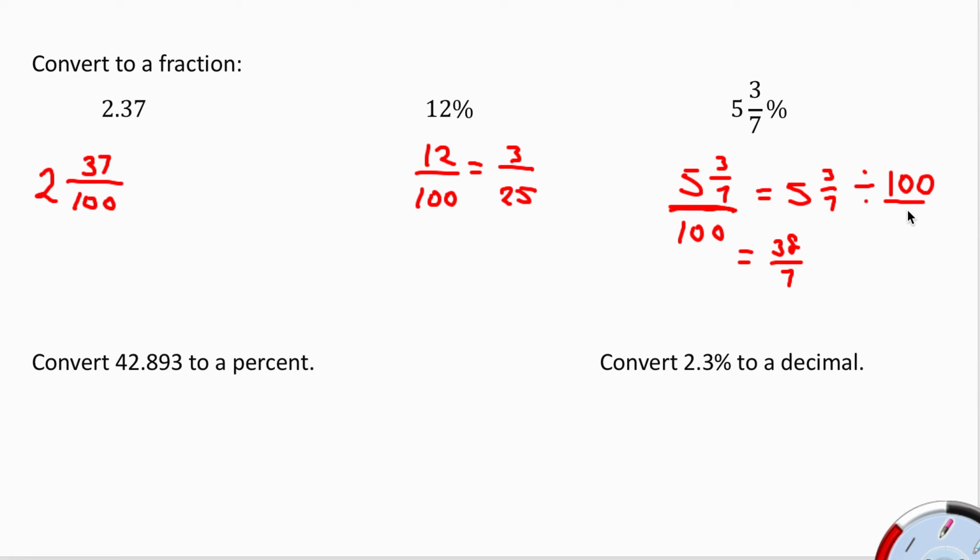38/7. To divide fractions, you change it to multiply. Copy, dot, flip, remember? And then you multiply straight across. 38 over 700. Oh, they're both even, so I can reduce that by 2. 38 divided by 2 is 19. 700 divided by 2, 350.